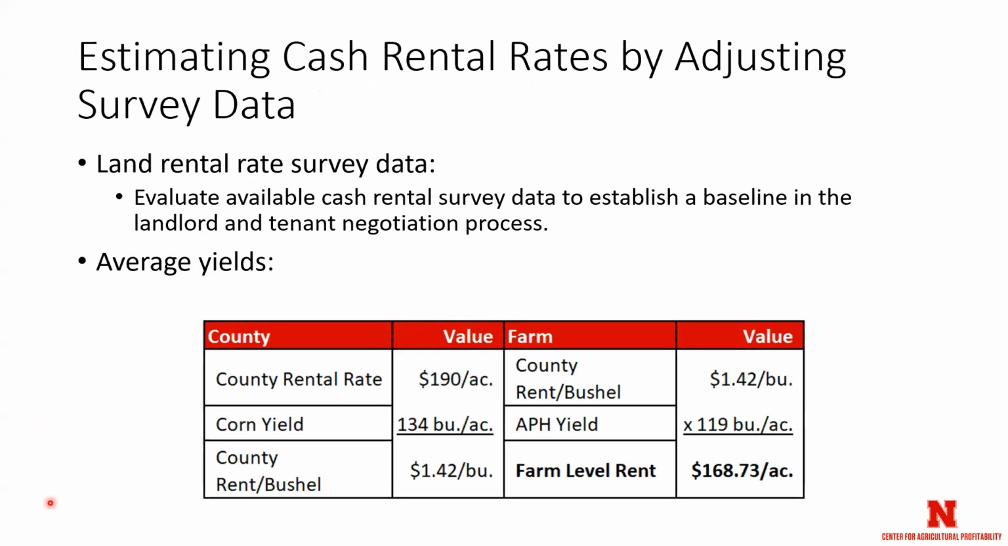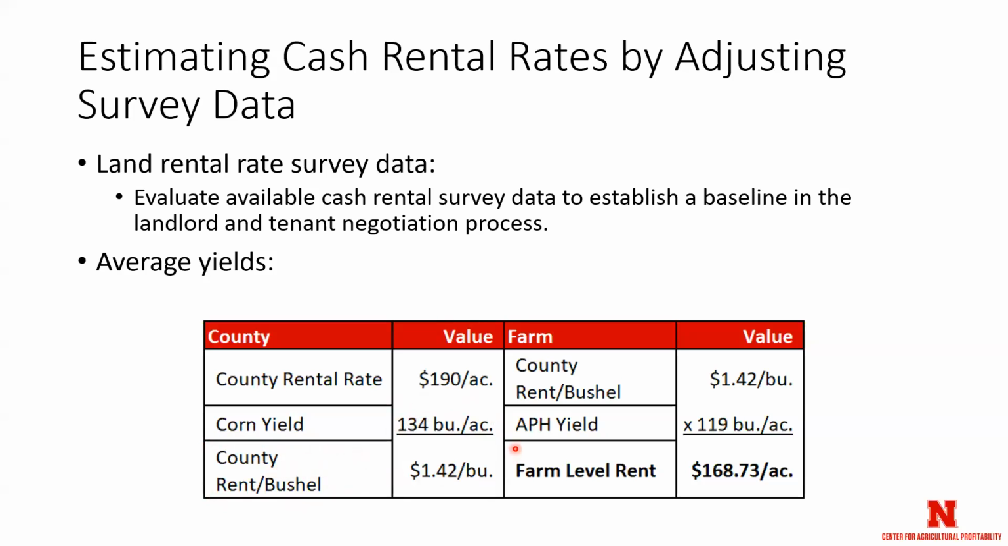First idea, when it comes to estimating cash rental rates by adjusting survey data, many folks have seen different averages that we presented. If you're in a county that has a county level rental rate of, let's say, $190 an acre, and maybe you've seen that on the USDA map, or maybe you picked that from the district information the University of Nebraska puts out. And if we know the average county corn yield is 134 bushel per acre, we know if you divide 190 by 134, that gives us the county rent per bushel.